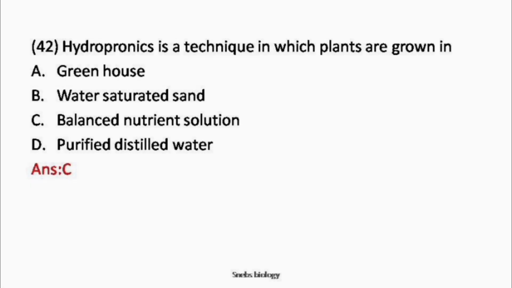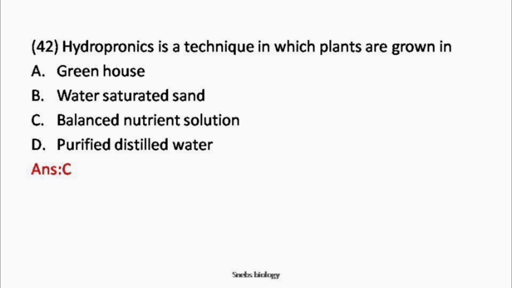Next, hydroponics is a technique in which plants are grown in option A, greenhouse. Option B, water saturated sand. Option C, balanced nutrient solution. And option D, purified distilled water. So, hydroponics is the growth of plants in water culture having a balanced nutrient composition depending upon the specific requirements of the plant's growth. This may be referred to as soil-less agriculture or tank farming, or chemical gardening.